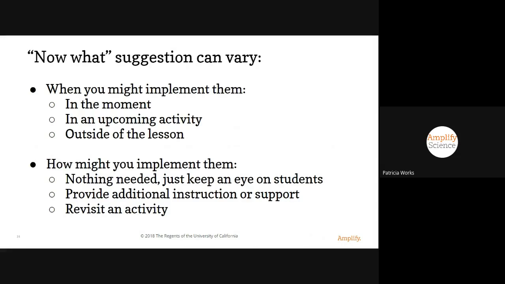The Now What suggestions can really vary. They may vary as to when you implement them. It could be something you do in the moment or in an upcoming activity, even outside of the lesson. And it also might vary in how you implement them. It may tell you nothing's needed at this time, just keep an eye on this student, and this will be addressed in upcoming lessons. It may suggest providing some additional support or instruction, and it may send you back to revisit an activity, looking at something in a new way.